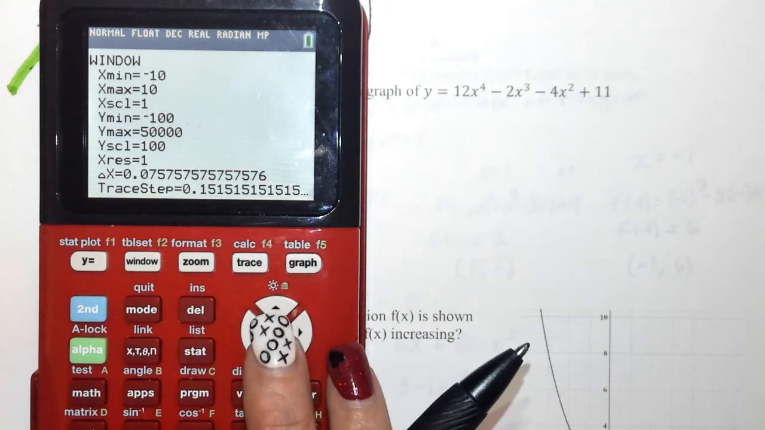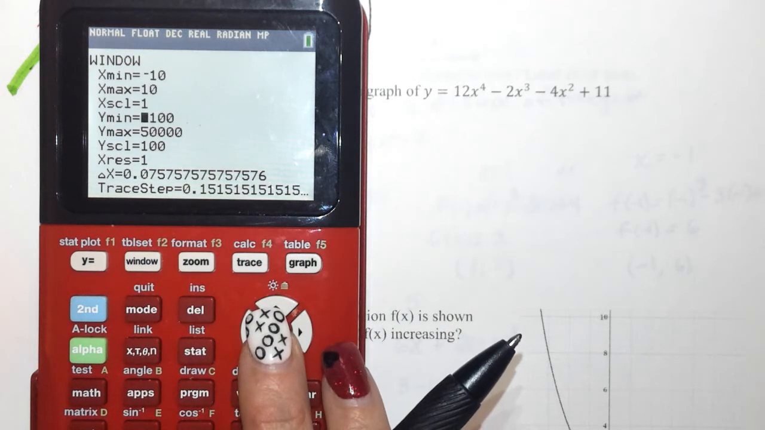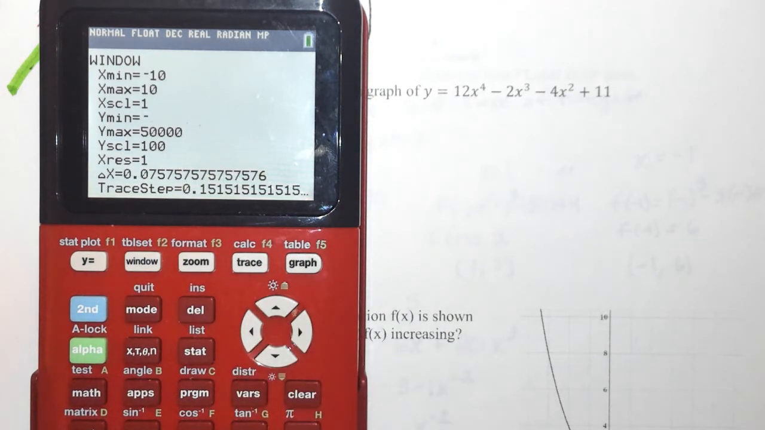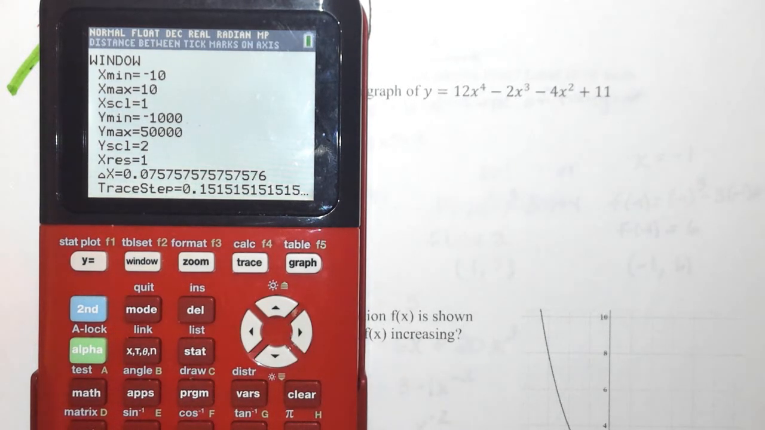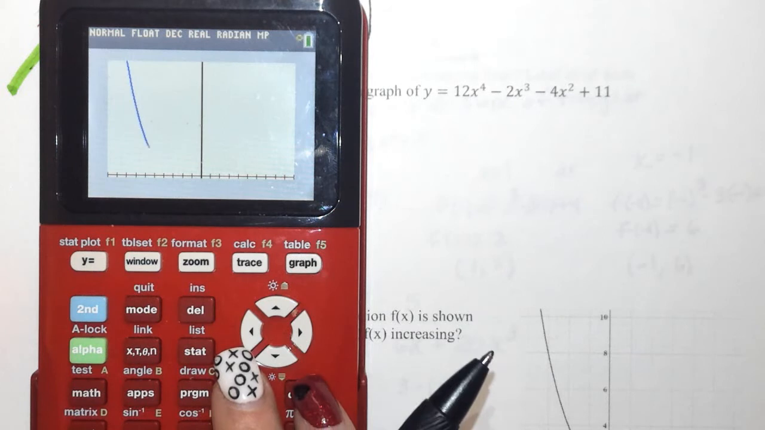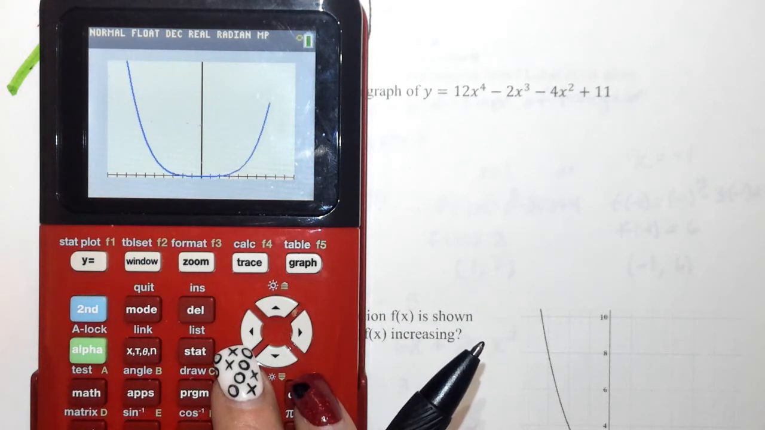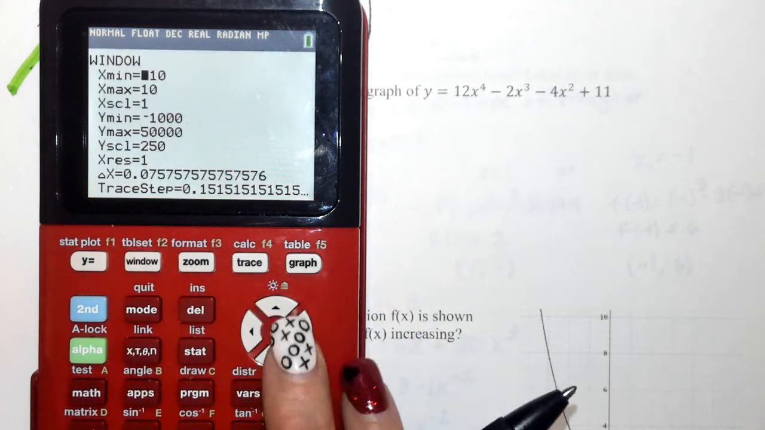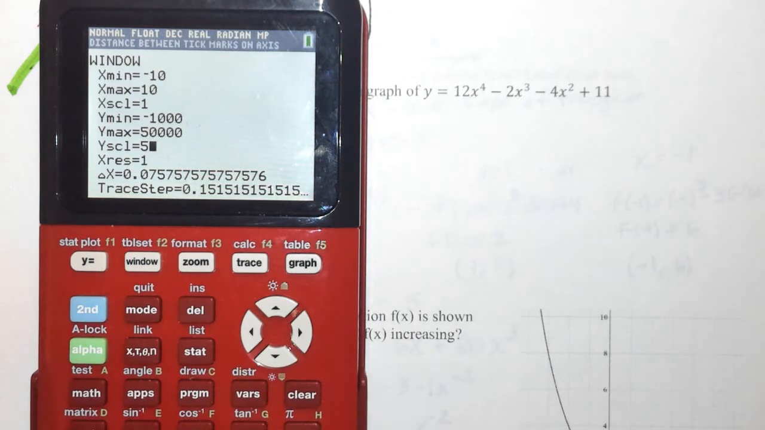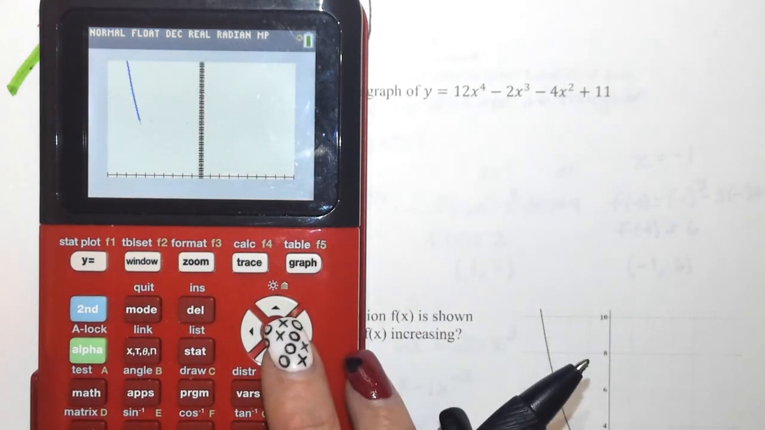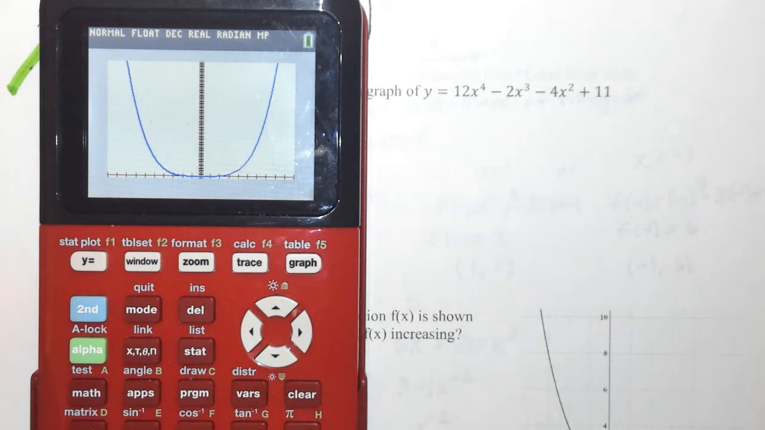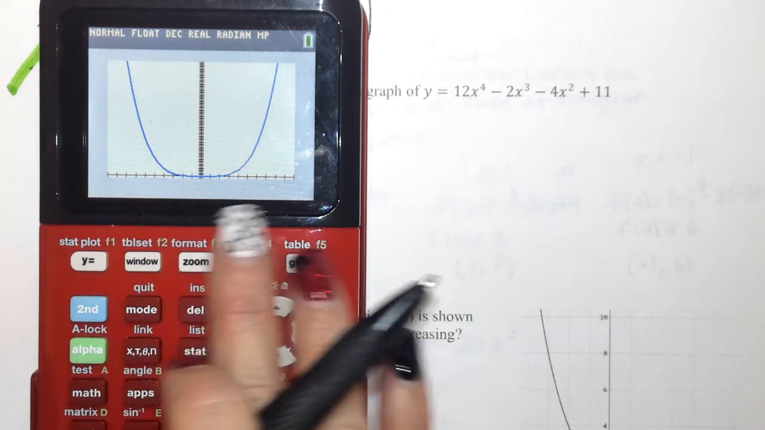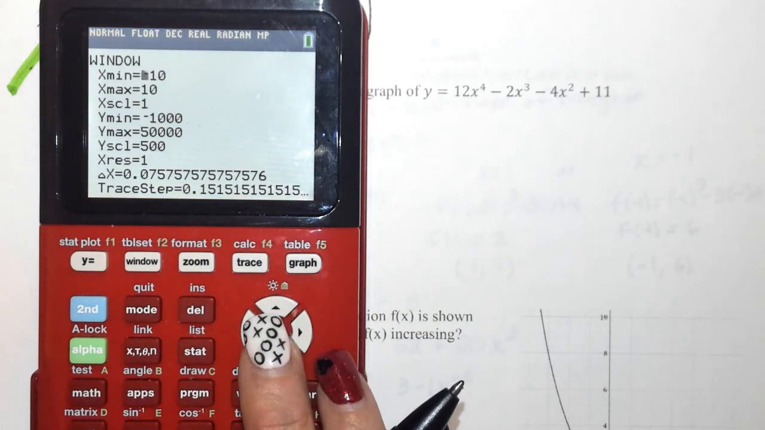Just keep playing with it. I'm going to do 250. Oh, it's getting a little bit better. You just kind of keep playing with it. Scale it by 500. Again, you still can't really tell what's going on there, can you? I don't know what's going on. It kind of looks good, but I'm just not sure.